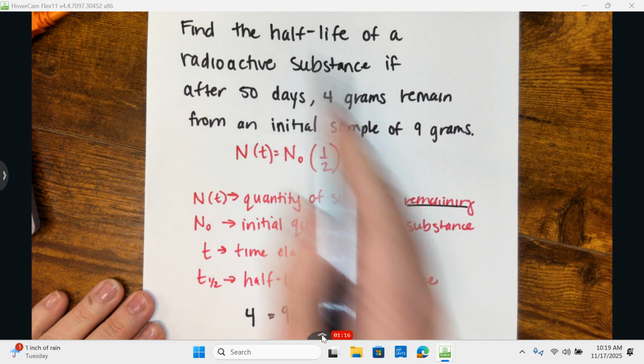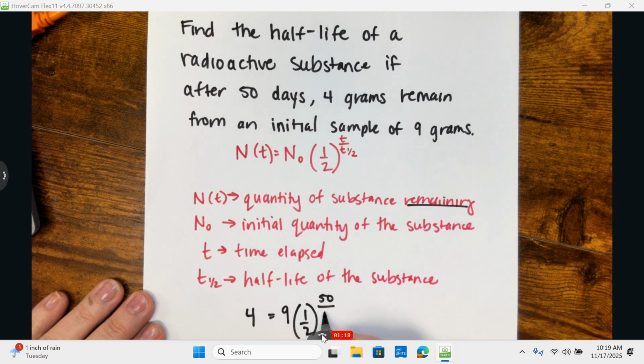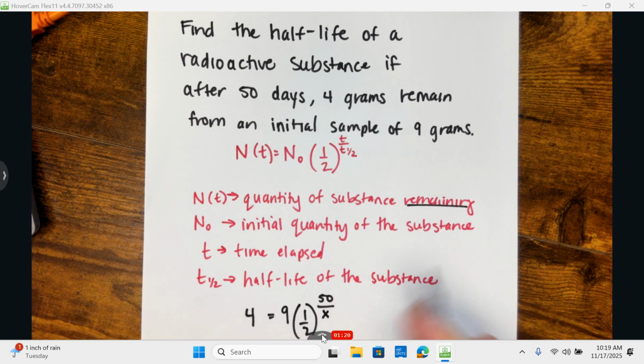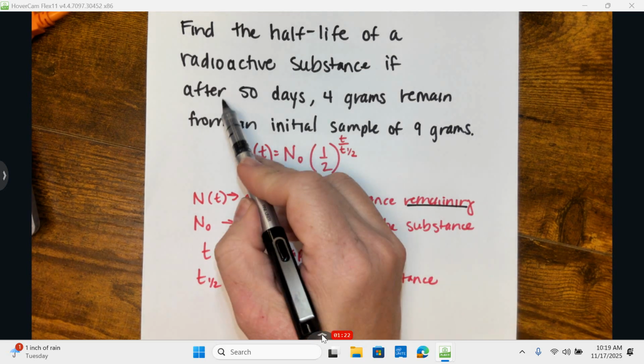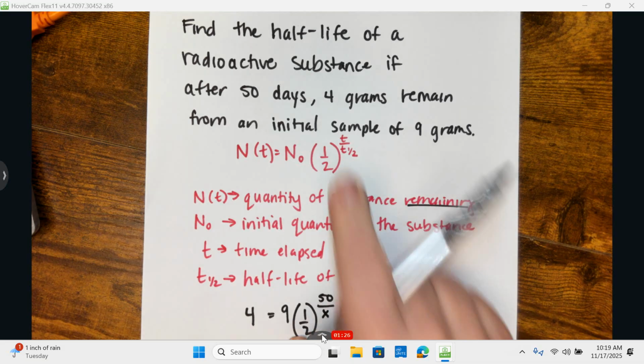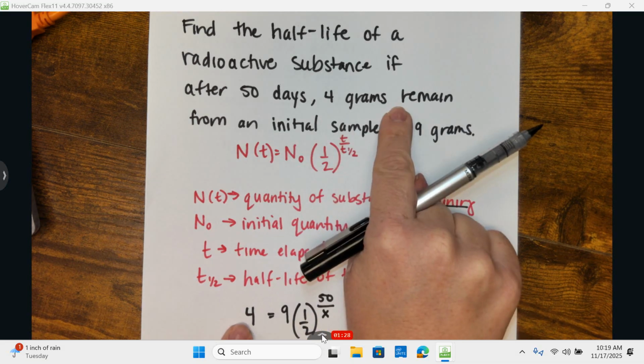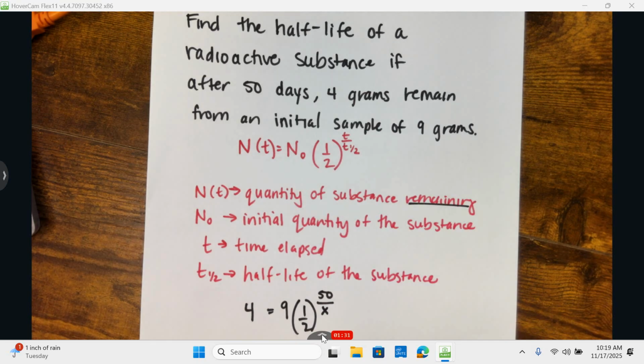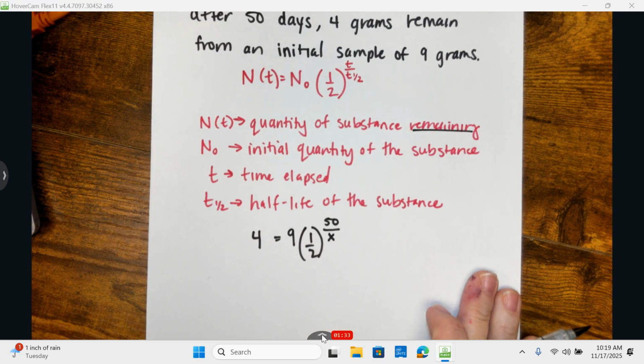And we want to know what is the half-life. We don't know this amount here, so I'm going to put an X. Again, time elapsed, 50 days have elapsed. We're talking about a half-life, this is the X over 1 on the 1/2. 4 grams remain of the substance, and we started with 9 grams. So how do we go about solving for X in this instance?